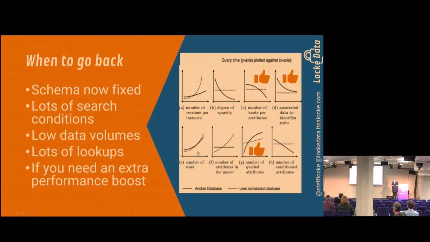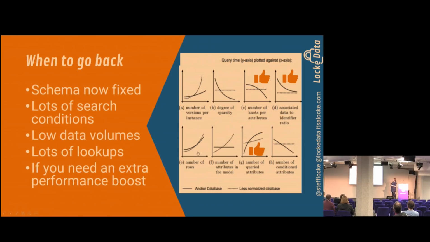If you have low data volumes, then the overhead of lots of tables will probably mean that your database is a bit slower. If you have lots of lookups, so the knotted attributes, that can be a little bit difficult. And even though the database can do clever things around performance with this, it may still be a little bit slower than a third normal form version in a number of these scenarios.